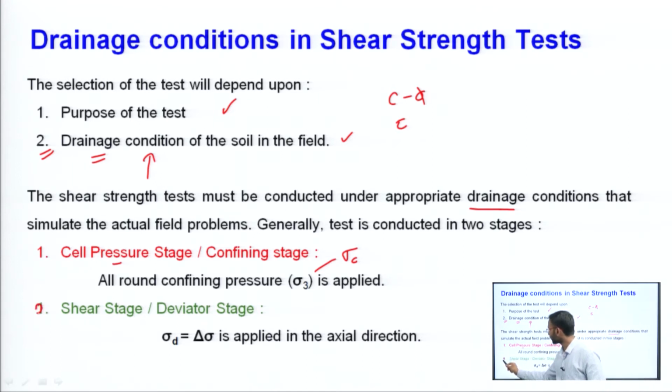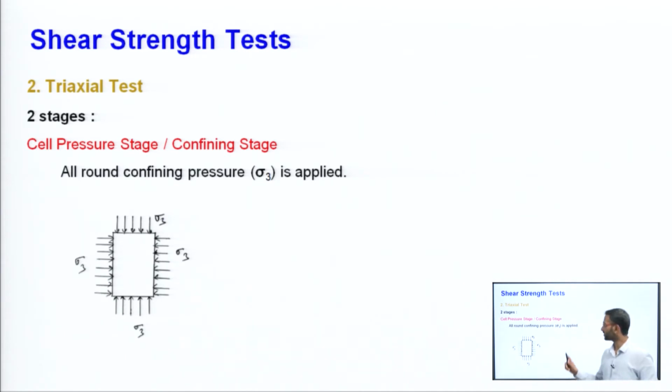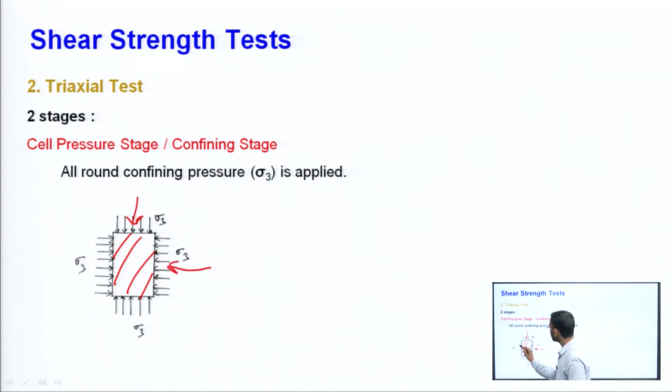The second is the shear stage or deviator stage, where an additional force is applied in the axial direction, and this axial force or axial stress is delta sigma, also denoted as sigma D. Okay, D is for the deviator stage. Let us see the very first stage. The soil mass is given to you, and in this soil mass you are applying an all round confining pressure. That means you are applying stress horizontally and also vertically, and the stress values in the horizontal and vertical directions are the same.